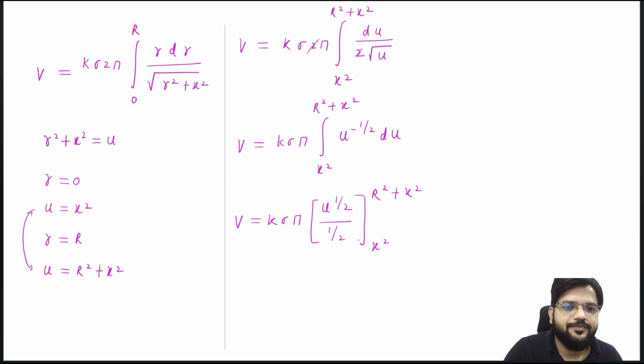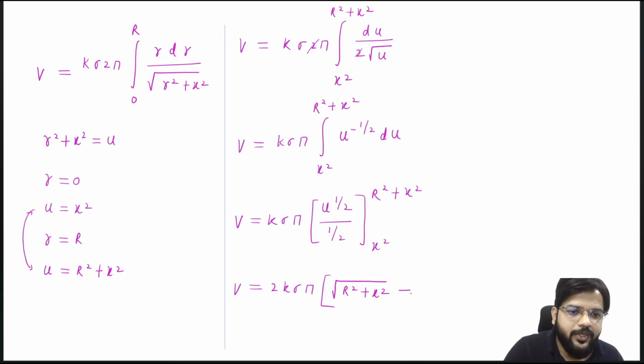Now the next thing is what here? Put the limits here, and the 2 we will write here. So we have v equal to 2 k sigma pi, and the upper limit of u is r square plus x square, so it can be written as root r square plus x square. Correct? Now put the lower limit. We put a negative sign, and the lower limit is x square. So u power 1 by 2 is root u, so it is x only, everyone, because we have root x square. The root and the square will get cancelled out, then we have only x.